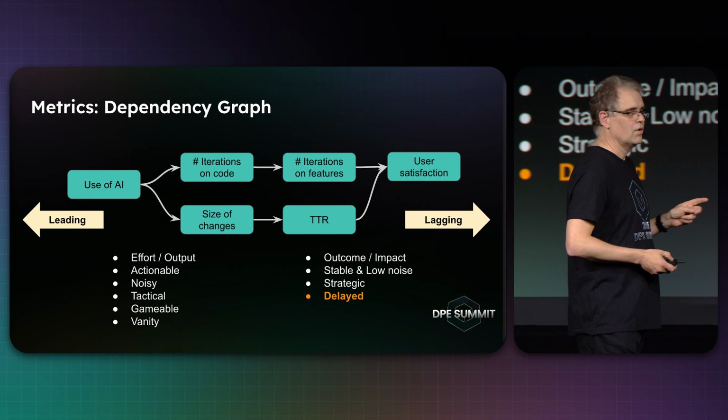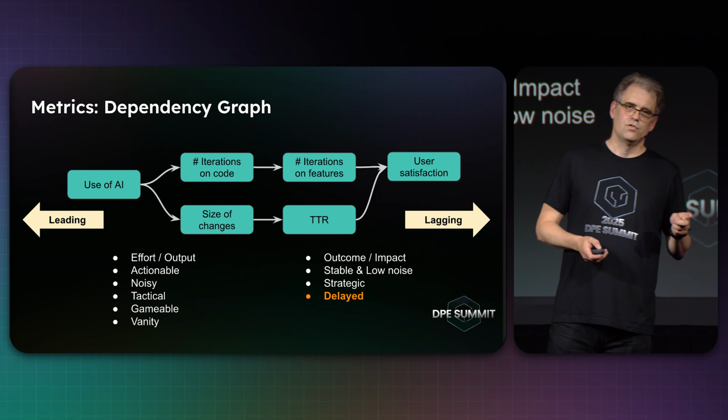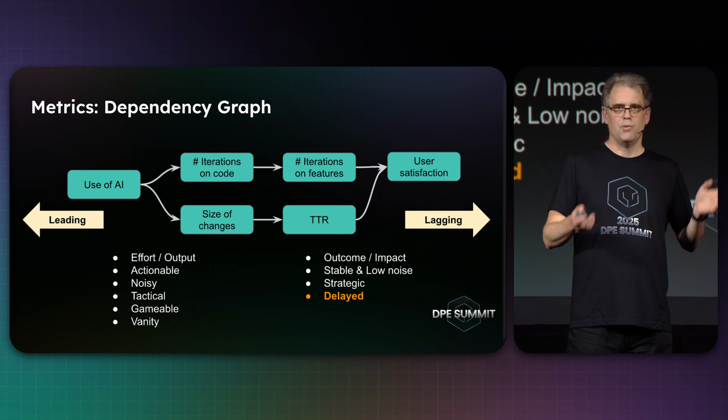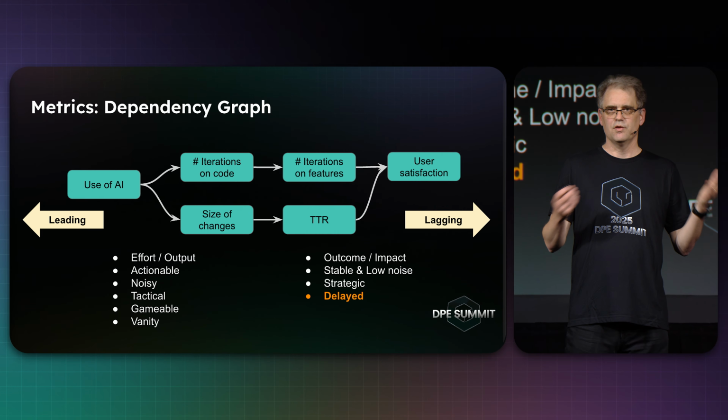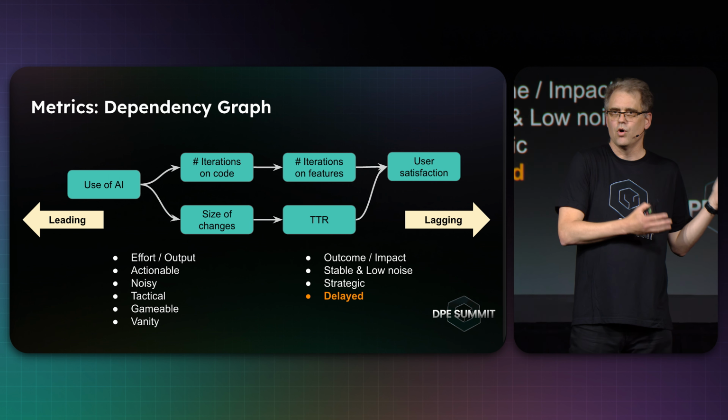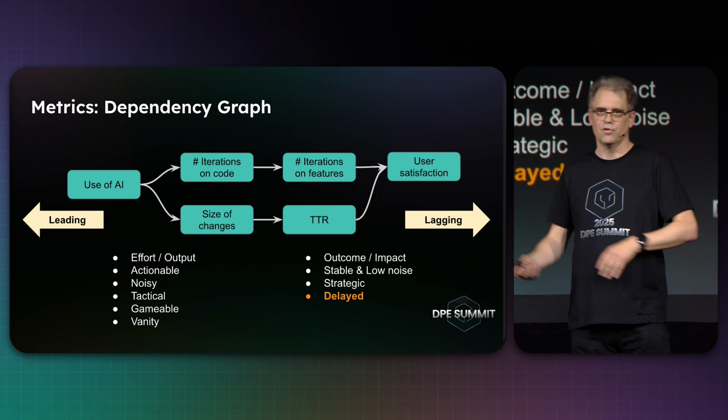Example is, again, talking about MTTR, the time it takes to fix a problem in production will depend on the complexity of the code, but the complexity of the code will grow over time. It's going to take time before it has an effect.